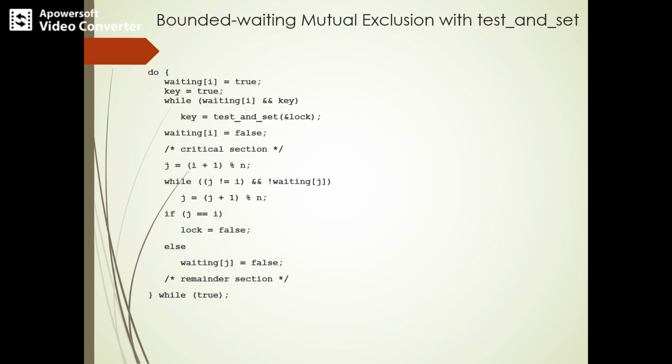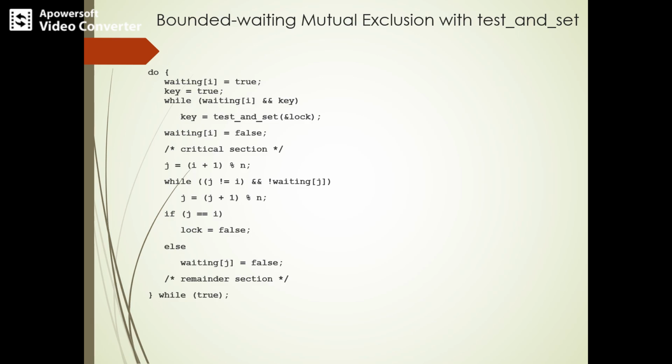While j not equal to I, that means if j was not in the critical section and it is waiting, that means if it is ready to enter into the critical section, it can proceed. That is, j is j plus 1 mod n. And if j equal to I, lock is set to false. That means if process j is the same as process I, lock is false. It means that at a time only one can enter and process I has already completed. Else, you set waiting of j to false, and the next process after process Pi to go into the critical section is process j.